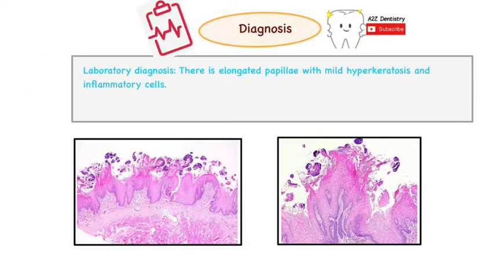Moving on to the laboratory diagnosis part. Now, we have already learned that there is overgrowth. In such cases, one remarkable feature is hyperkeratosis. Apart from it, there is elongation of the papillae, and inflammatory cells may be present. Usually neutrophils are present in such cases. Now whenever in doubt, we must always go for a histopathological diagnosis.